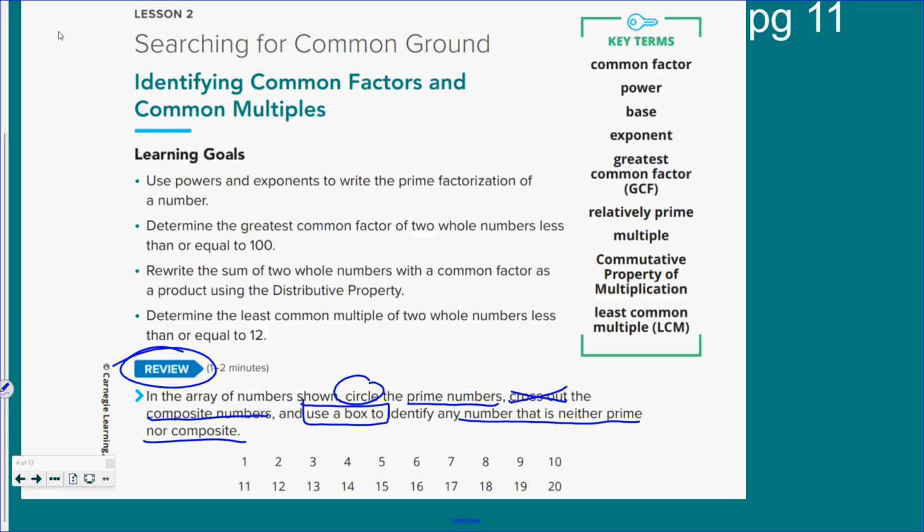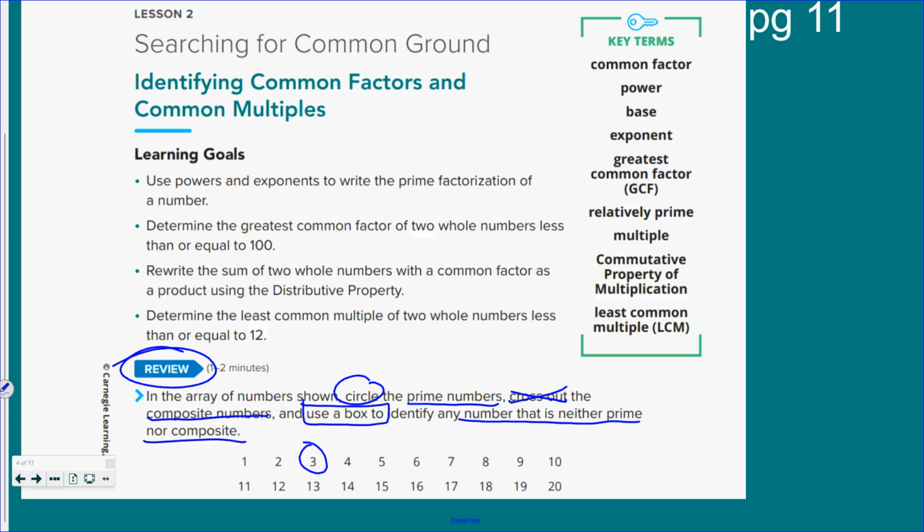So it only has how many factors? It has 2 factors, 1 and itself. Good job. Yes, it only has 2 factors, 1 and itself. So who can tell me some of our prime numbers? 20 is not a prime number. Okay, 30 is a prime number.